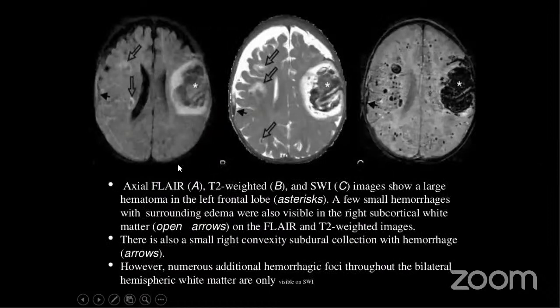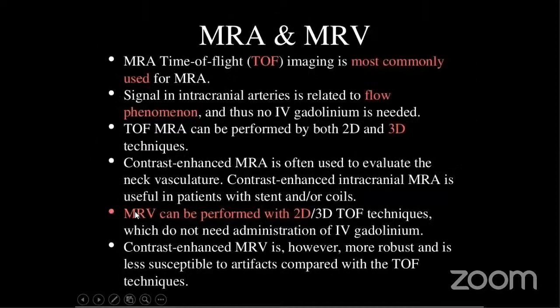You have here an actual FLAIR image. You can see, right? It shows a large hematoma. This is a FLAIR image, you're seeing this hyperintensity, and here you have a large hematoma with surrounding edema, seen in the right subcortical white matter. You can see it on FLAIR and T2-weighted images. There's also a small right convexity subdural hemorrhage. Here you can see a subdural collection with hemorrhage. Okay, on the susceptibility weighted images you are seeing multiple other microhemorrhages that you could not see on your FLAIR and T2 weighted images. That is when your susceptibility weighted imaging comes into the picture.